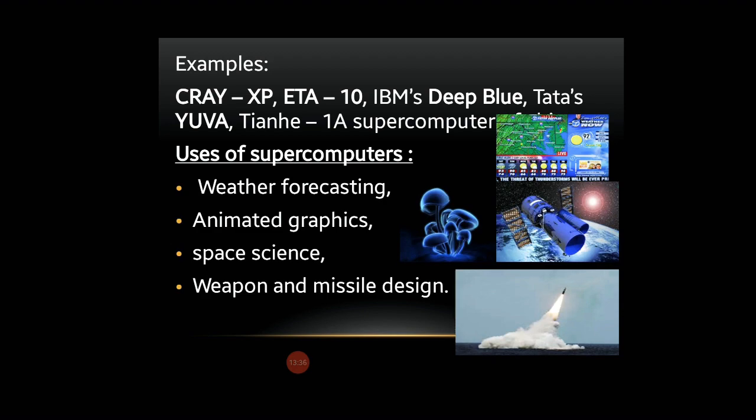If you type weather forecasting today and it will display today's weather tomorrow, means there will be no use. Real time, when you type today's weather, you have to get the result. How is it possible? Because of supercomputer. And in animations also, they will use supercomputers to generate the graphics as such.